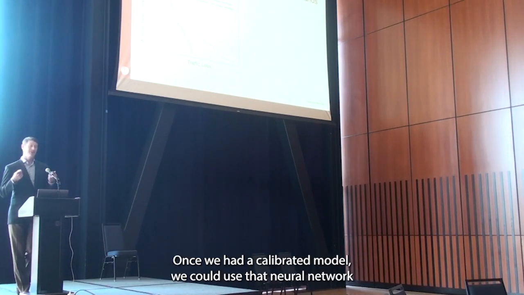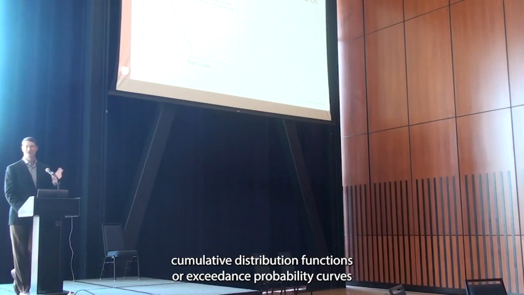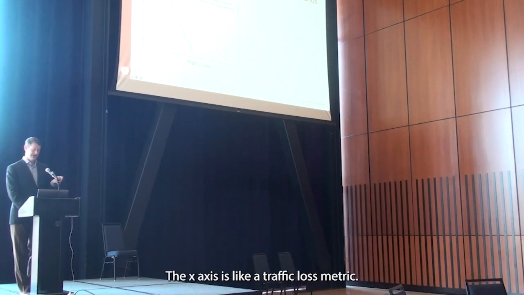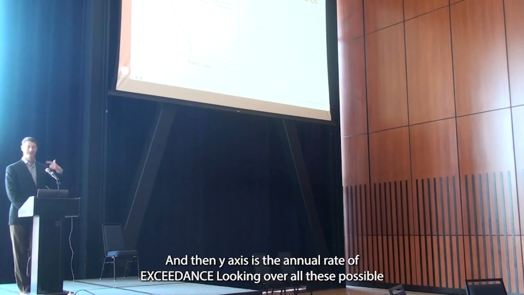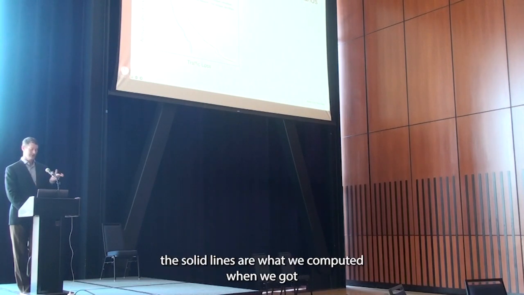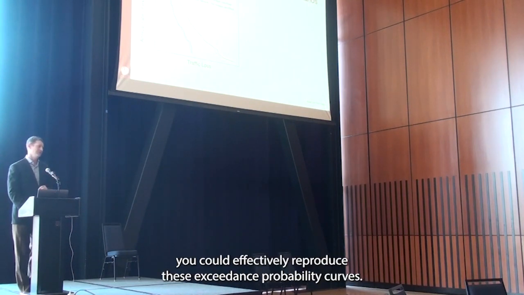Once we had a calibrated model, we could use that neural network through all of those 2,000 earthquake events and simulate cumulative distribution functions or exceedance probability curves, for those of you in the insurance space. So these are plots. The x-axis is like a traffic loss metric, so heading to the right is a more disrupted network. And then the y-axis is the annual rate of exceedance, looking over all these possible earthquake events that could be occurring. The solid lines are what we computed when we used the explicit traffic model, and the dashed lines were from the neural network. So you could effectively reproduce these exceedance probability curves.